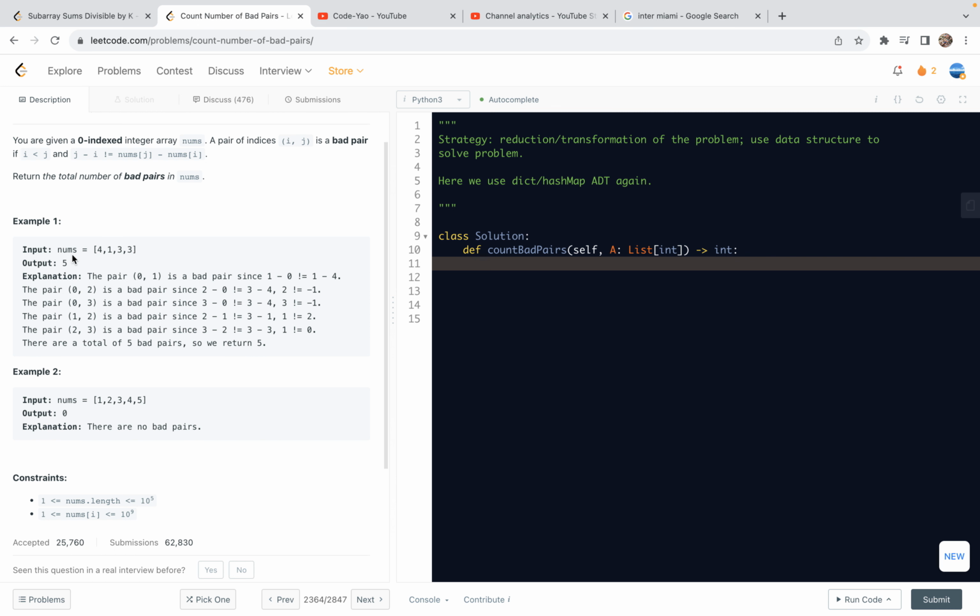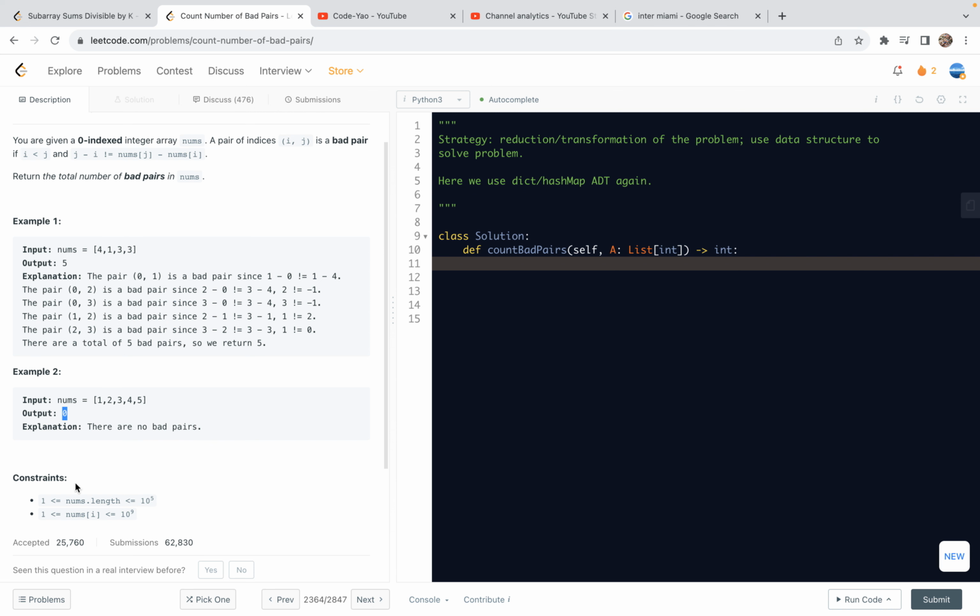So here we have two examples. In the second example, we're going to return 0, because if you look at the index and the corresponding numbers, this one is incremented by 1 each time, and the indices are also incremented by 1. So all the pairs are not bad, right? So we are going to return 0. In the first example, the output is 5, and they actually specified the bad pairs.